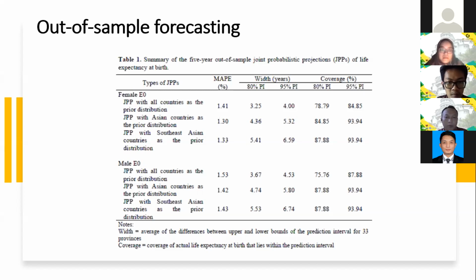Around 84.85 and 87.88% of actual IOF lay within the prediction interval with 80 and 95% confidence levels. Meanwhile, 87.88% of actual IOM was within the 80% prediction interval.